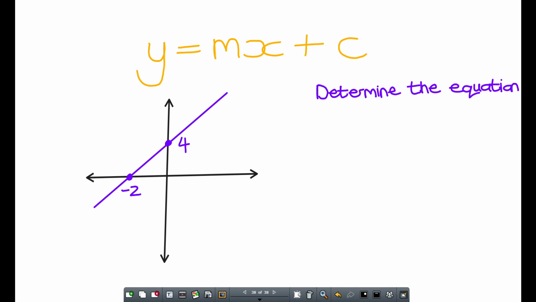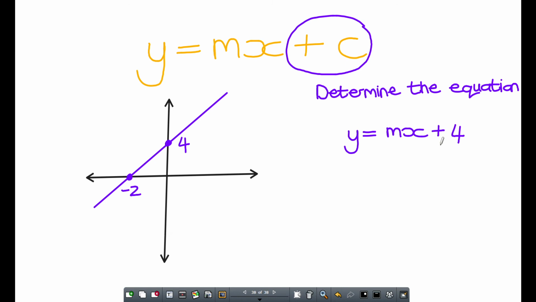We know that this is the y-intercept. So I'm going to say y is equal to mx, and then instead of plus c, I can say plus 4 because it was a positive 4. Do you guys agree with that? If it was a negative 4, then that would be minus 4. So it's literally whatever the number is there at your y-axis would be what we write instead of c.